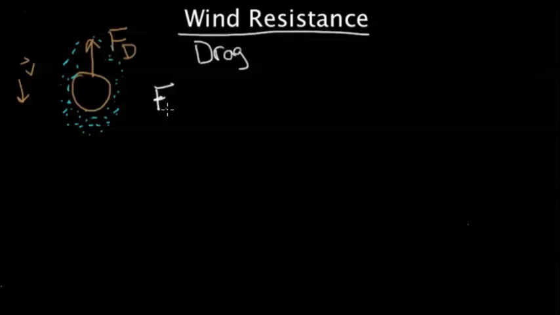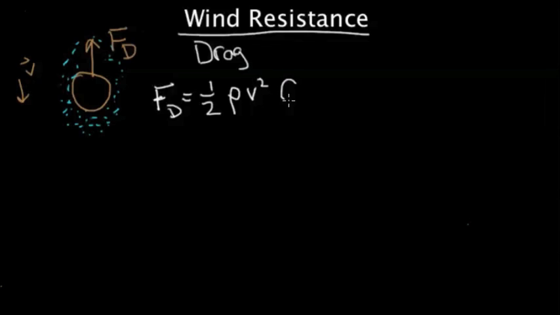So Fd is equal to 1/2 times this character rho, which we'll talk about, stands for density, v squared, which is the velocity of the object squared, times the coefficient of drag times area. Okay, so let's see if we can talk about what each one of these parts means. So first we're going to talk about velocity. I think that's kind of the most intuitive one here.